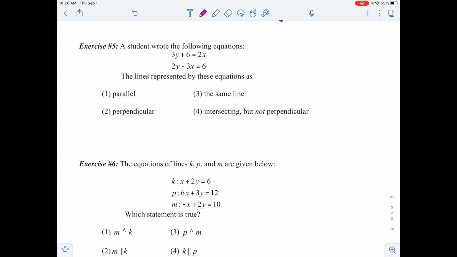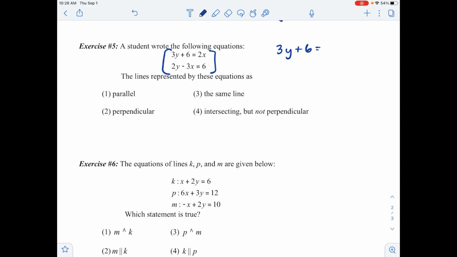And this one here. The student wrote the following equations. The lines represented by these equations are what? Are they parallel? Are they perpendicular? Are they the same exact line? Or, hey, do they just intersect but they're not perpendicular? So to figure that out, we have to take both of those equations. I would get them into y equals mx plus b form, and then we could determine what the slopes are.